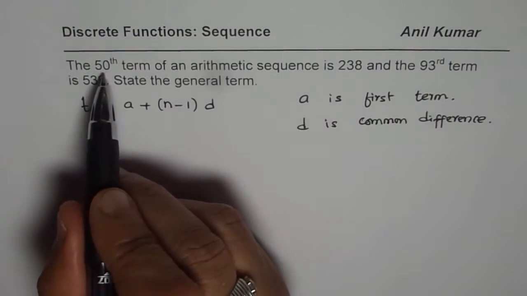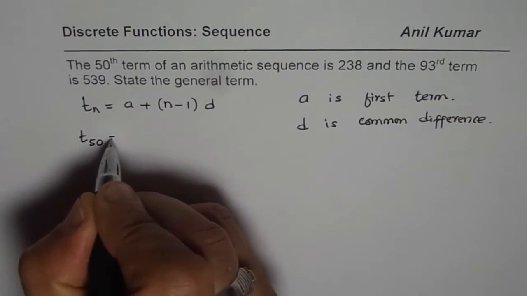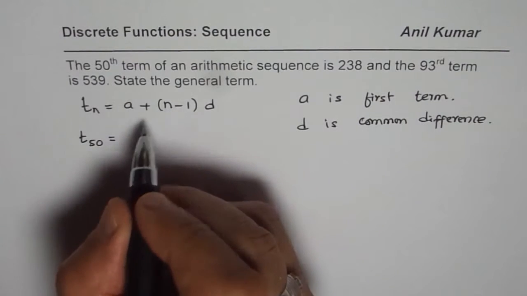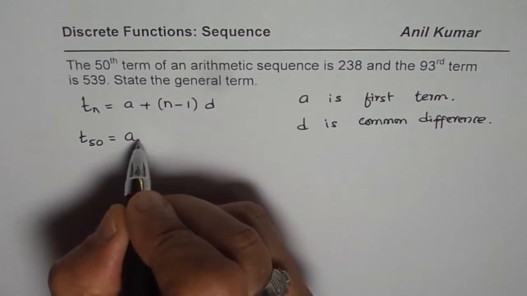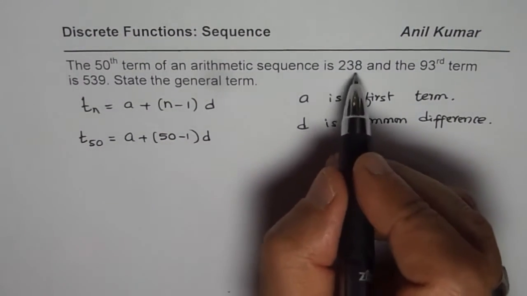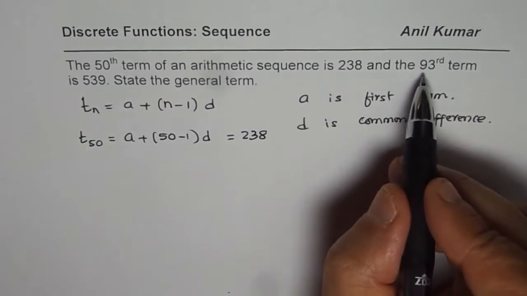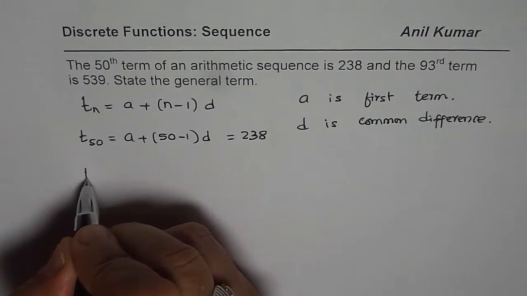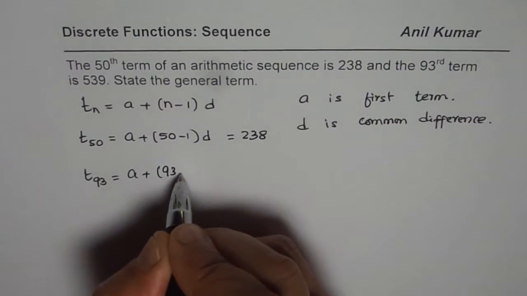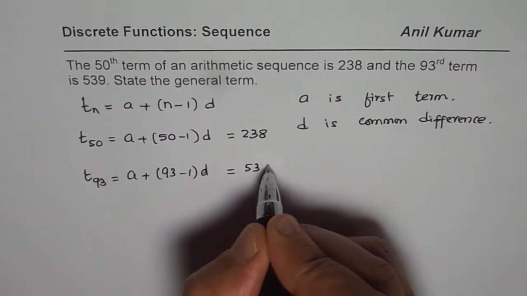Now what we are given here is 50th term is 238. So we can write t of 50 as, we don't know what a and d are, but now we know n is 50. So we'll replace n with 50. So we'll have a plus 50 minus 1 times d, and the 50th term is given to us as equal to 238. Do you see that? And we are also given the 93rd term. So t of 93 is a plus 93 minus 1 times d is equal to 539. That is what is given to us.